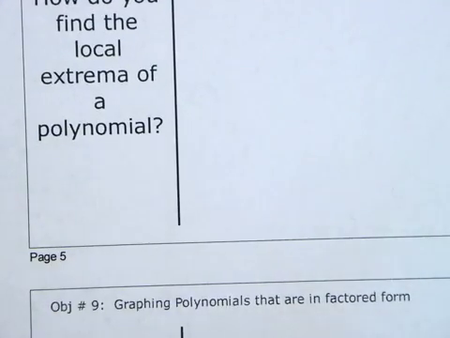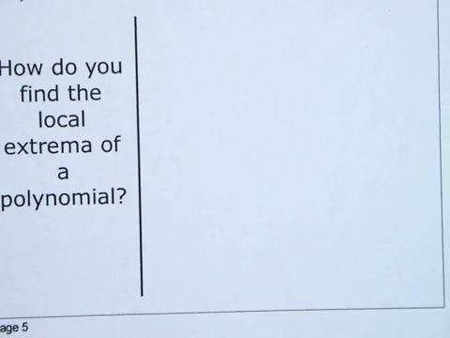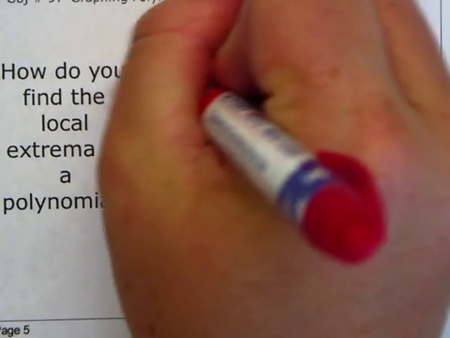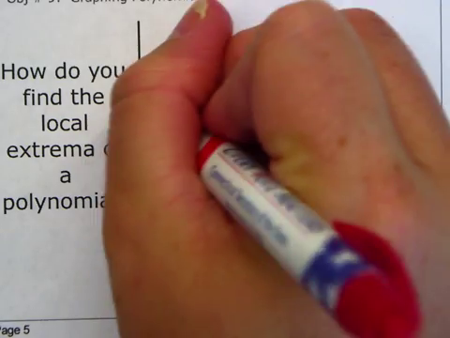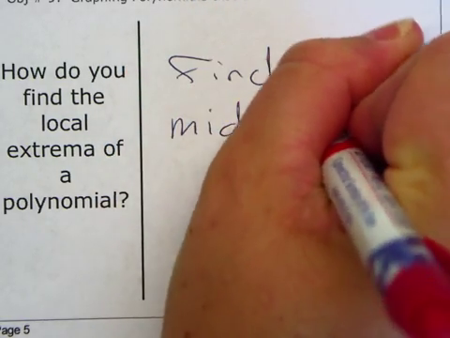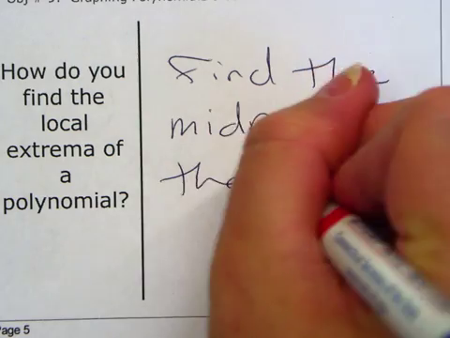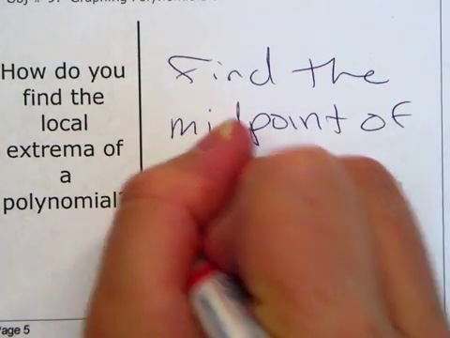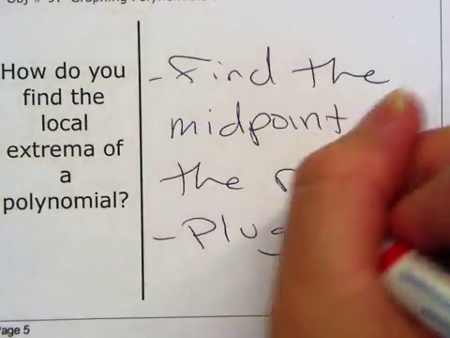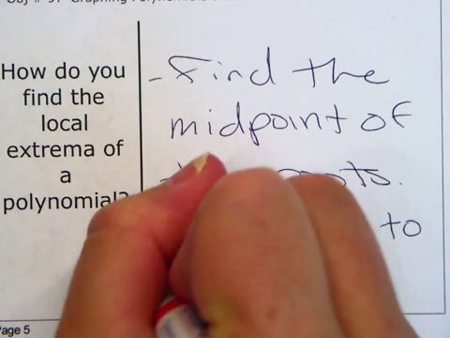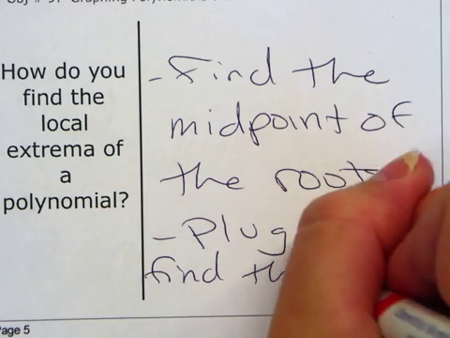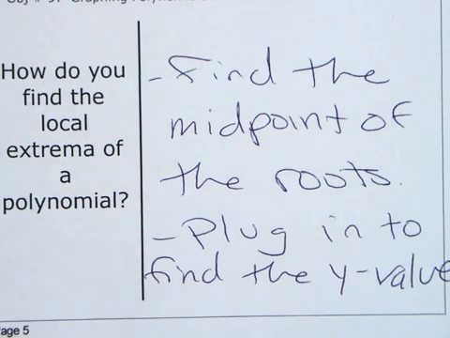So how do we find the local extreme of a polynomial? What did we do? We find the midpoint of the roots. Plug in to find the y value. Polynomials are symmetric, so that's why it's like that. Okay, next thing we're going to talk about is multiplicity.